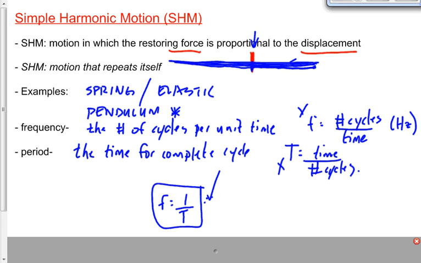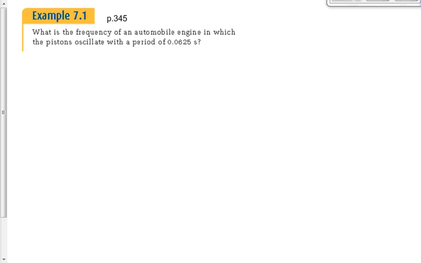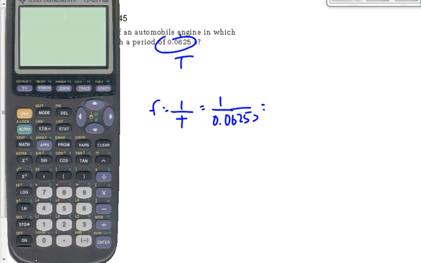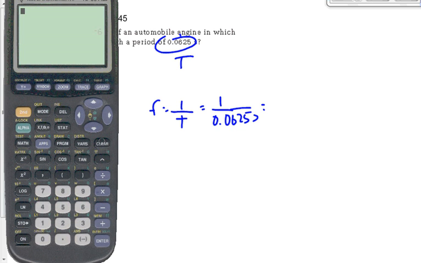All right, first question we're going to do is pretty easy, actually, because we've pretty much done it already in our last unit in circular motion. What's the frequency of an automobile engine in which the pistons oscillate with a period of 0.0625 seconds? That's the period, right? We want to find the frequency, simply 1 over T. 1 over 0.0625 seconds. Do that on our calculator. A couple ways, by the way, that we can do that on our calculator. You can go 1 divided by 0.0625, and when we do that, we get 16.